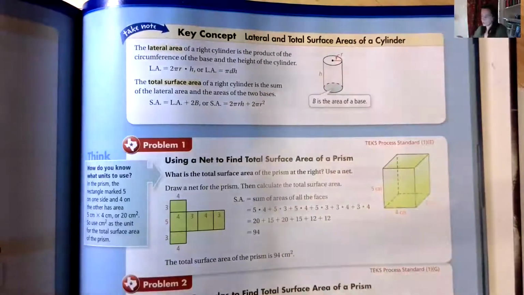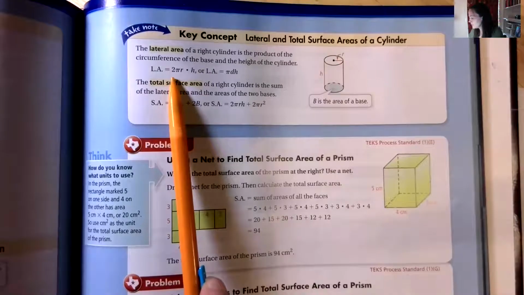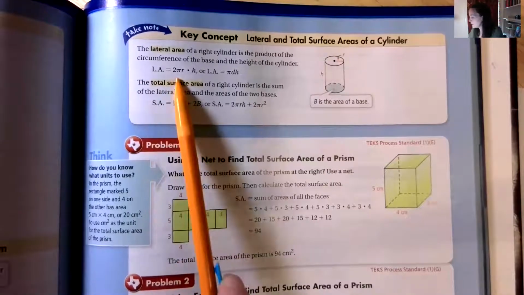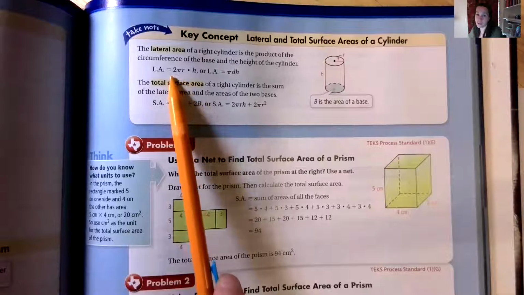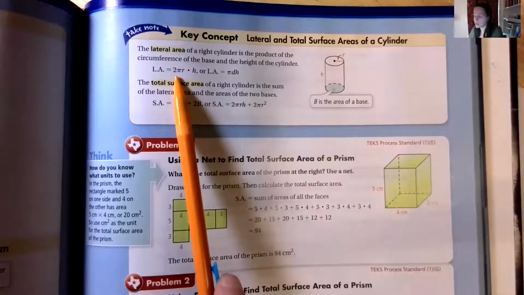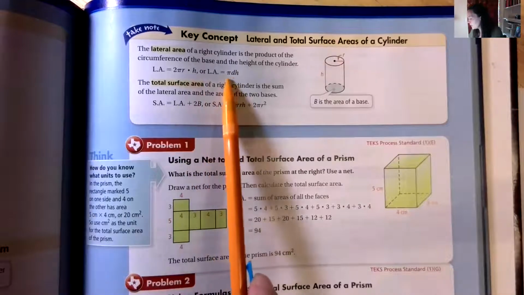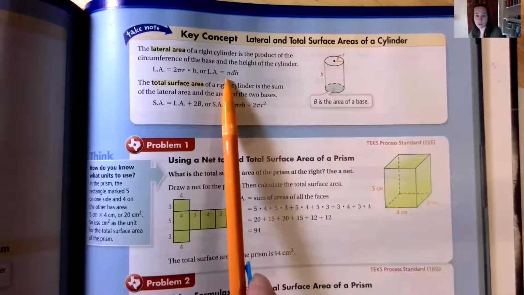And that is, you need to know the lateral area formula for a cylinder as well as the total surface area for a cylinder. Lateral area is going to be 2 pi r. Okay, what is that? That's just the circumference of the circle, which is like the perimeter from our prism formula, times the height. Or the lateral area can also be described as pi times the diameter times the height, because of course that's your other formula for circumference.